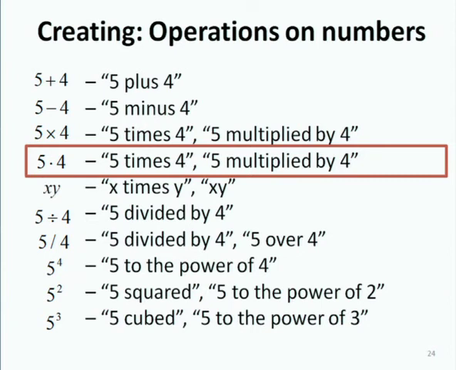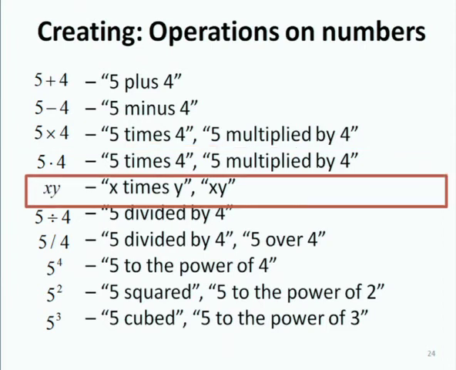Mathematicians will often use a dot to mean times. Don't get it confused with the decimal place. The decimal place will be on the bottom of the line and the dot will be in the middle. That means times. If they're just using letters, they won't put a symbol there at all. That still means times, but you can read it aloud as just XY. Divided by, there's a symbol for it. If you're in Germany, you wouldn't put the bar through it, it would just be a colon.